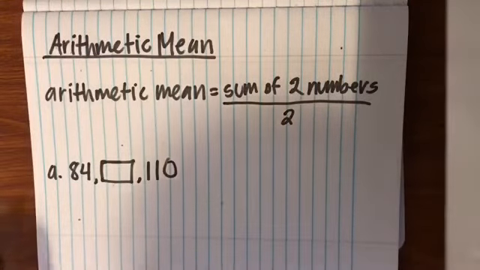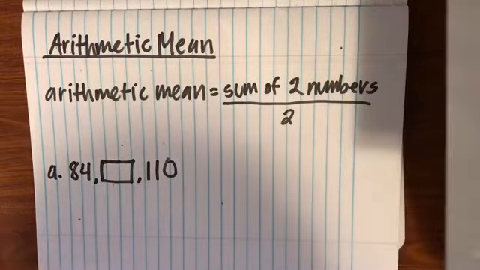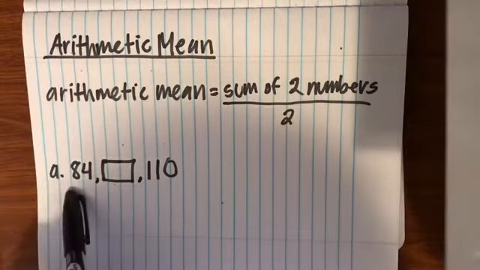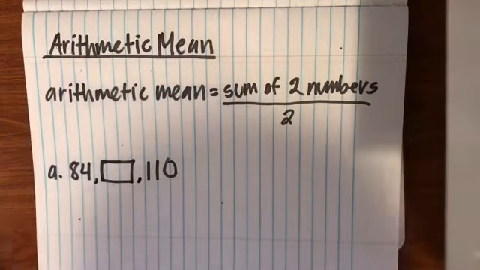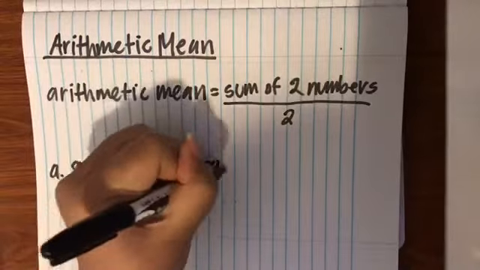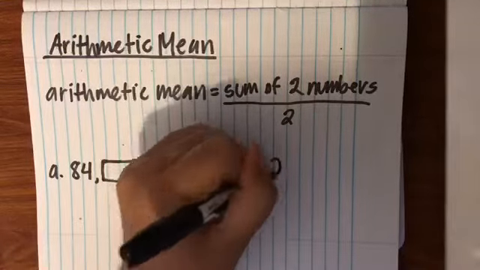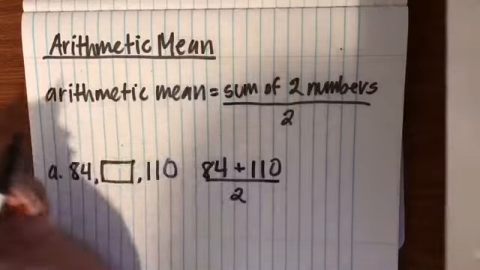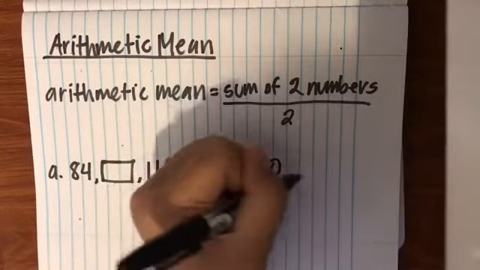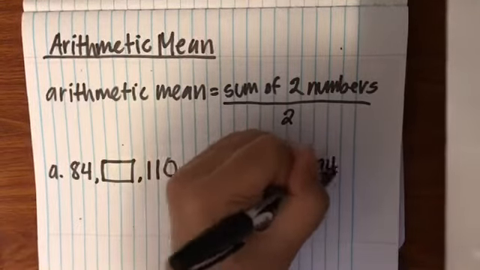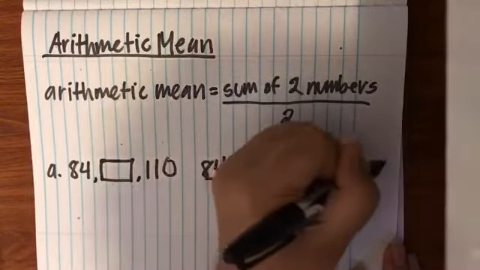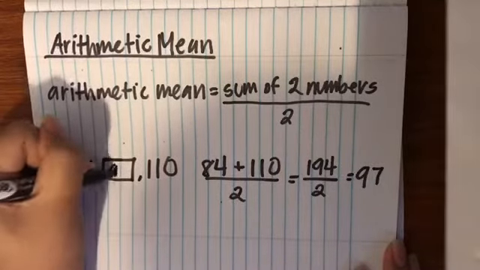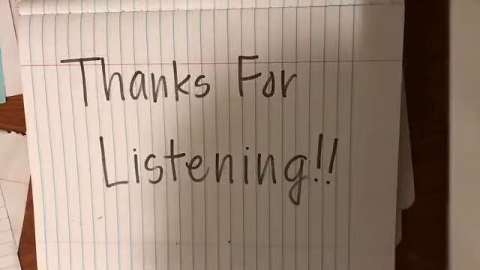Now we come to finding the arithmetic mean. So the arithmetic mean is the sum of two numbers divided by 2. So if we look at this first problem, we have 84 and we have 110. So what we would do is add 84 plus 110, divided by 2. So 84 plus 110 equals 194. Put that over 2 equals 97. So our missing term is 97. And that sums up arithmetic sequences.